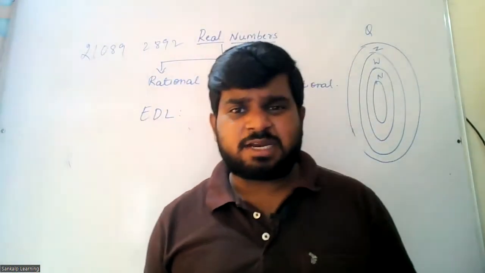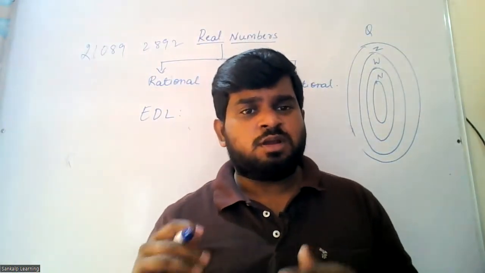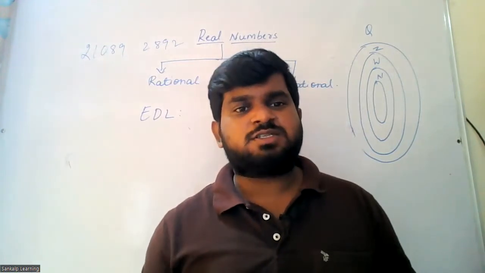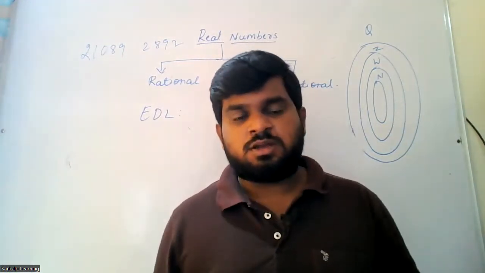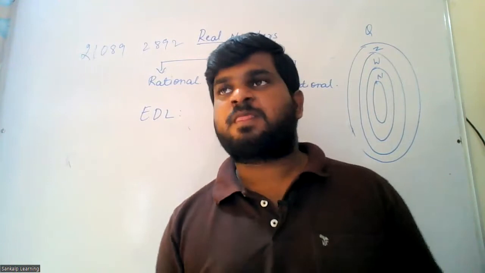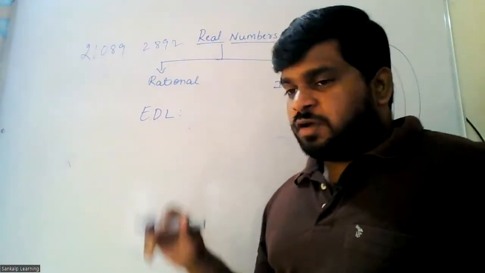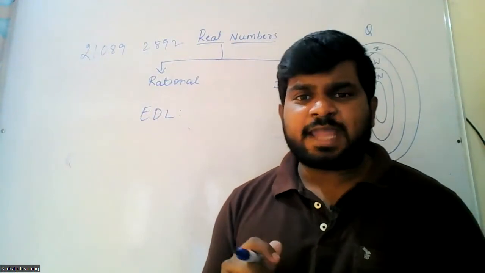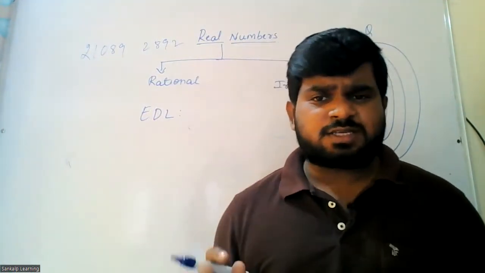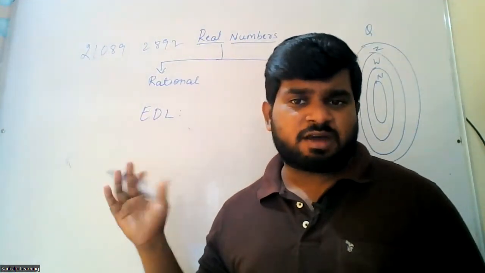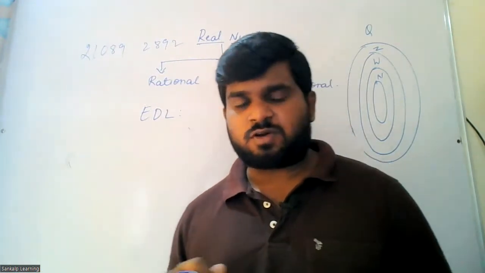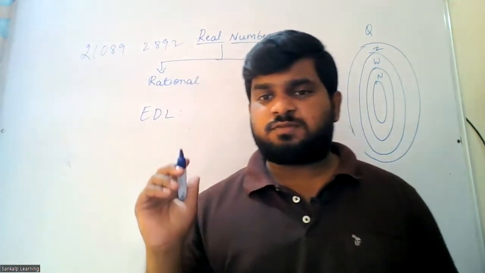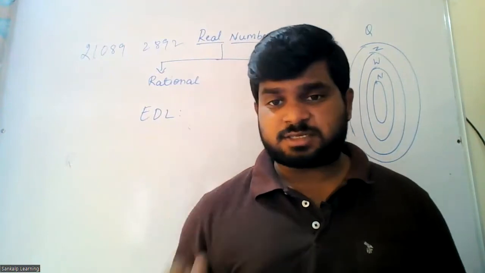What is a lemma? Basically, it is a statement which is proved. It is already a proved statement which is used to prove something else. As simple as that. Now, what does this Euclid's division lemma tell you? You take any two integers, positive integers. We can also take negative, but we restrict ourselves to only positive.